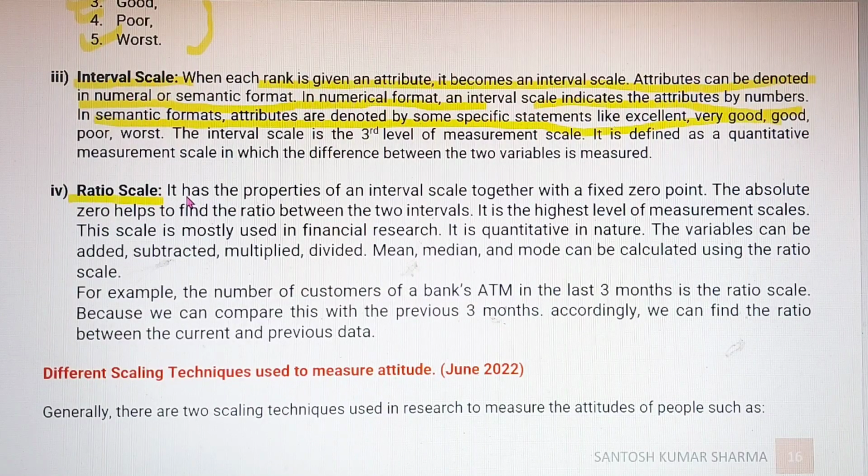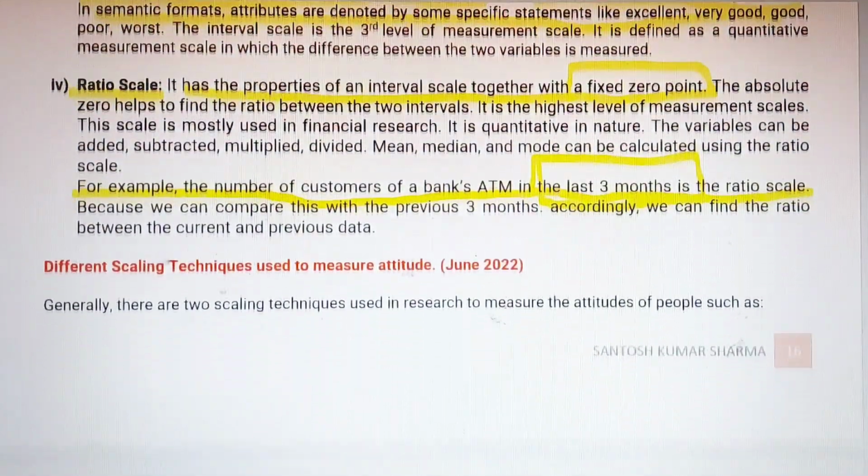Let's try to understand. Ratio scale has the properties of an interval scale together with a fixed point 0. This is added to the interval scale, which makes the ratio scale. Let's go straight to the example to understand this. For example, the number of customers of a bank's ATM in the last 3 months is a ratio scale, because here an interval is added, these 3 months, so this is the interval. Okay, let's move on to the next question.